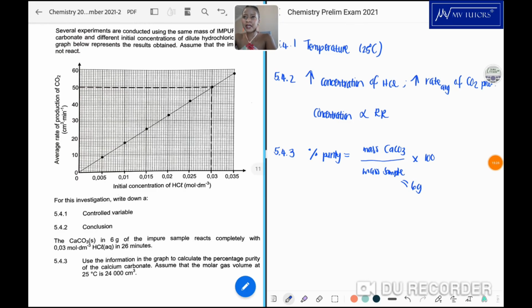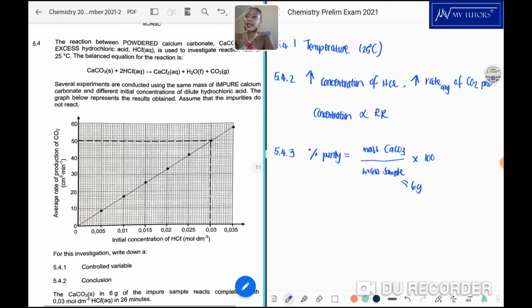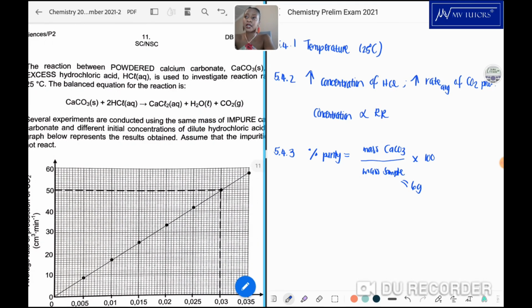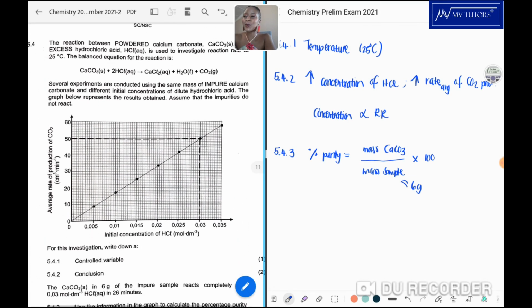Okay guys, so they have given us information about carbon dioxide. I think our strategy here is to get the number of moles of carbon dioxide, then, referring to our reaction equation, go back and get the number of moles of calcium carbonate. Once we have the number of moles of calcium carbonate, we can then get the mass of calcium carbonate. Okay, that is our strategy. Let's see how that will work.